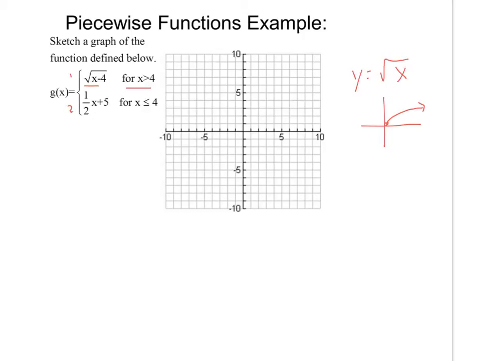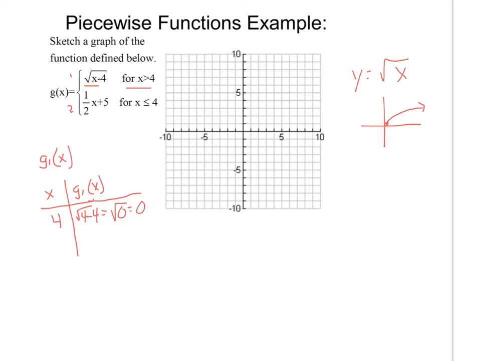For G1 of x, I'm going to have my x value and my y value. So I'm going to start at 4. Now, knowing it's x strictly greater than 4, I'm going to do an open circle there. But if I take the square root of 4 minus 4, I get the square root of 0, which is 0. So there's my first ordered pair.